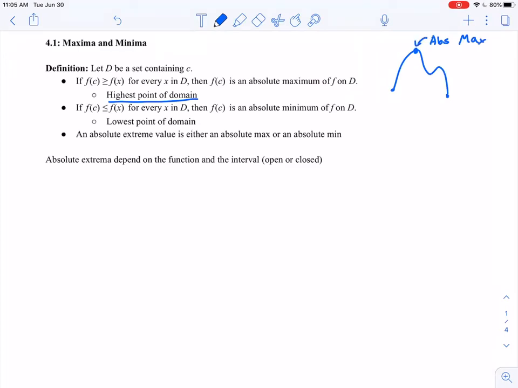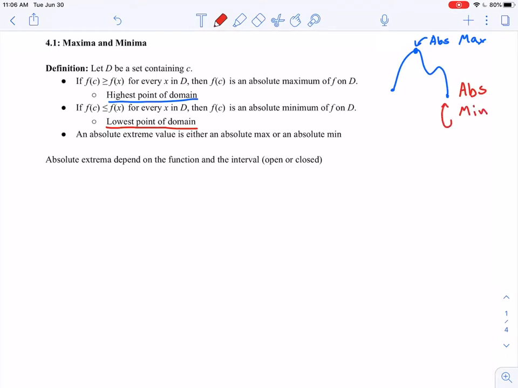If f of C is less than or equal to f of x, and actually let's do this in red. If f of C is less than or equal to f of x for every x in D, then f of C is an absolute minimum of f on D. So this is just a fancy way to say that this is the lowest point of our domain. So here, if I look over at the graph that I've drawn on the right, this point looks like it's going to be the lowest point of my domain, so that would be my absolute minimum, this point right here.